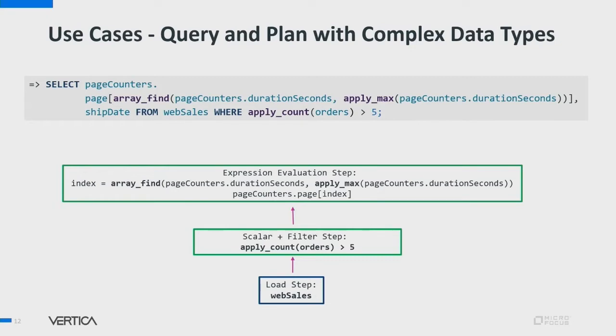And similarly, the plan is also very straightforward. You have a scalar function, apply count, and the filter step to prune out the orders that are of interest. And then you have this expression evaluation to get the page metadata or the page that has the maximum duration.